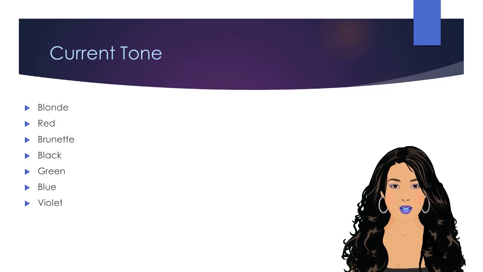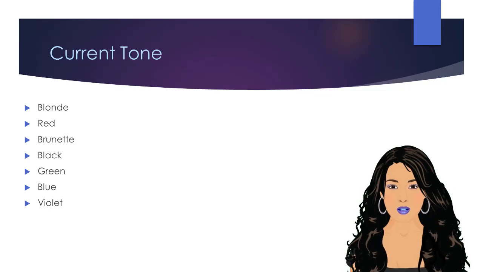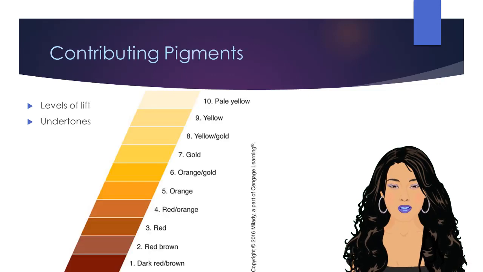Is the desired result just refreshing a faded color, or maybe just brightening up the current tone? Or is the desired result something drastically different? Maybe the client wants to go from a natural brunette to a platinum blonde. Is it possible? And if so, what steps do I need to take to make it happen? If I will be taking a client's level lighter, I need to understand the contributing pigments or undertones that will affect the outcome of my color service.